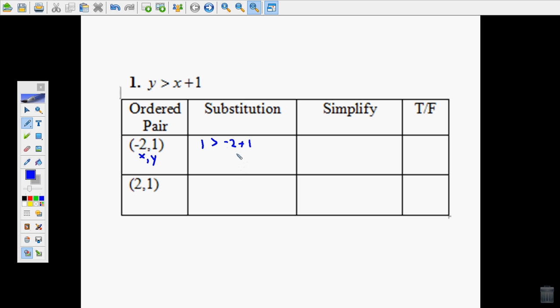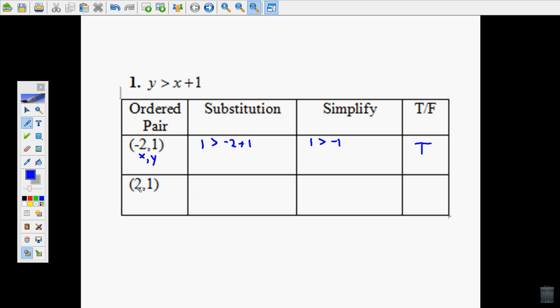Okay, now if there's anything we can simplify, we want to simplify it. We can't do anything with the 1, so we'll keep that there. Negative 2 plus 1 is negative 1. And so is that a true inequality or is that a false inequality? This would be true because the inequality sign is opened up. It's getting ready to take a bite out of the bigger number here, which is 1. So that's going to be true. So this solution would be true. Okay, let's try the other choice and see if it's true or false.